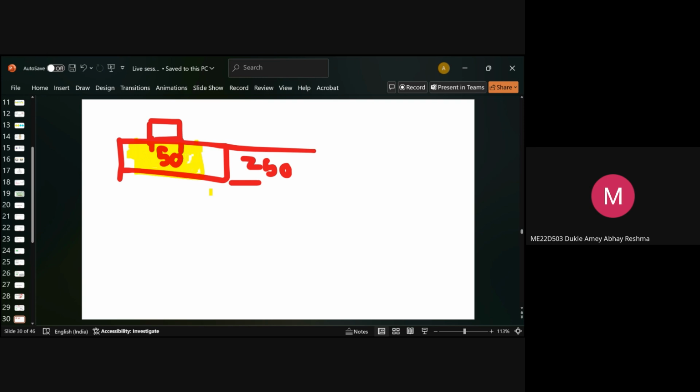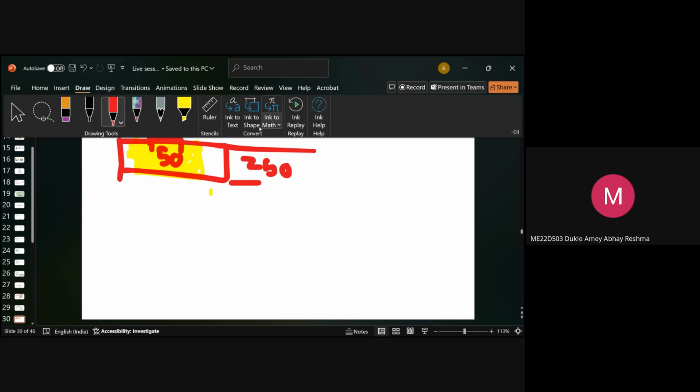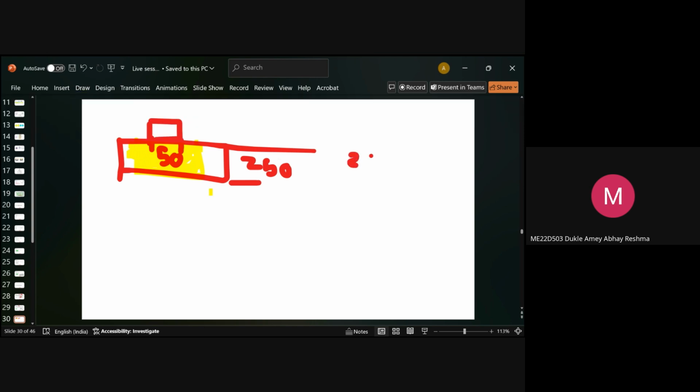Now there will be two etch rates coming into the picture. The first etch rate will be the vertical etch rate. The vertical etch rate is 25 micrometer per minute. If it was an isotropic etchant, with equal etch rates in all directions, you would need to remove this much area, 250. In the vertical direction it would be 250 upon 25, which you get as 10.